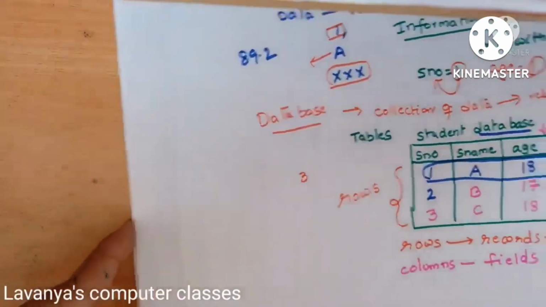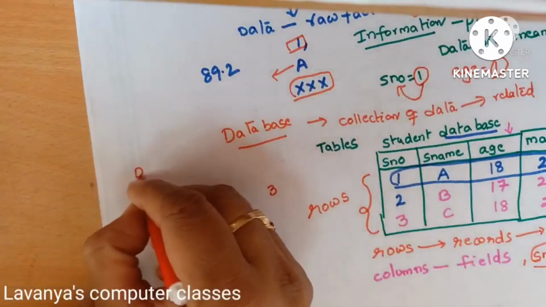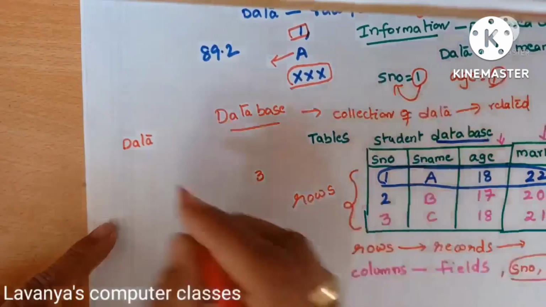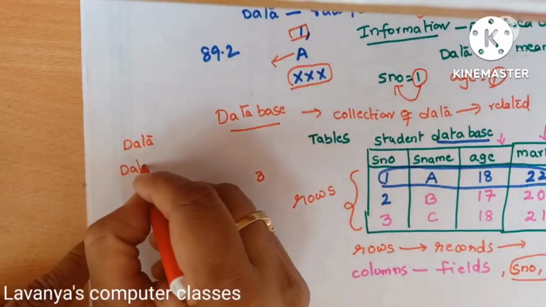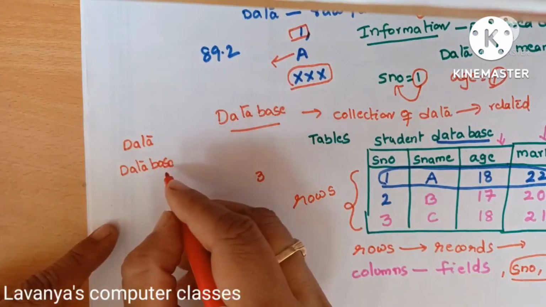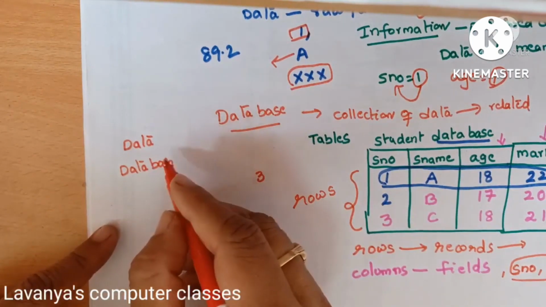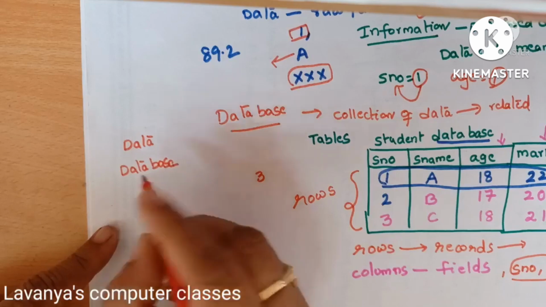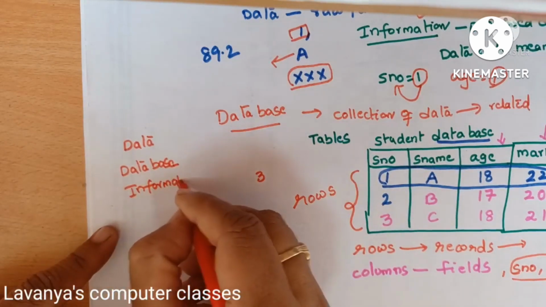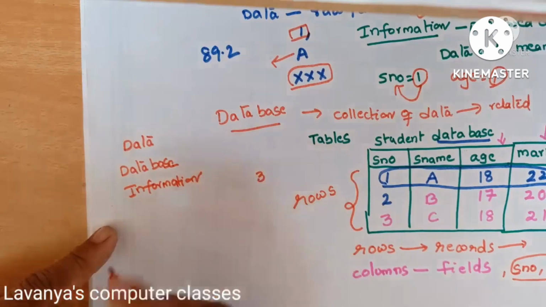So in these words, what are the terms used? What is data? Any raw fact is known as data. Next, database. What is database? Collection of data, processed data. Collection of all the data stored in one place is called a database. What is information? Data with meaning is known as information.